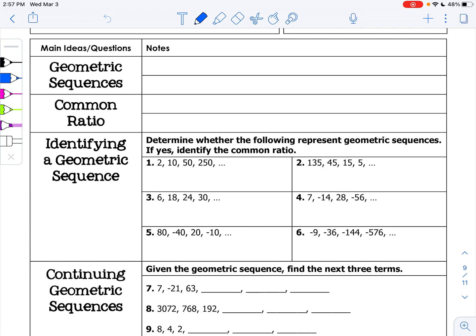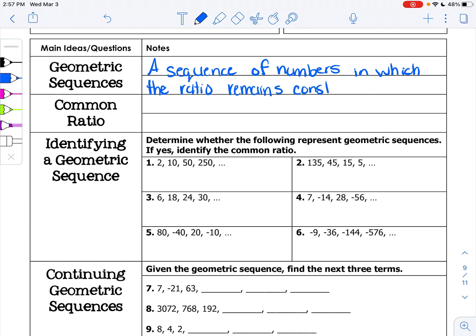A geometric sequence is going to be a sequence of numbers in which the ratio remains constant. So geometric sequences, we've seen them before. We've just talked about them in different ways. So a geometric sequence might be 2, 4, 6, 8. So it's going up that constant ratio.